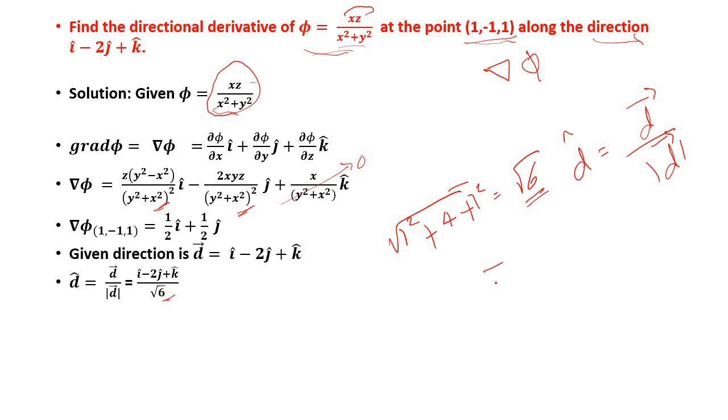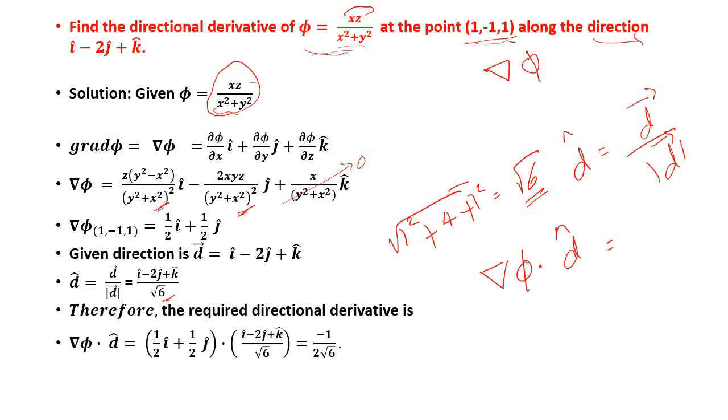Now the directional derivative is nothing but del phi dot unit vector d. We have a del phi here, i by 2 plus j by 2, dot this vector. Apply the dot product here, you will get the resultant as minus 1 by 2 root 6. So this is the directional derivative of a scalar at a point 1, minus 1, 1 in the given direction i minus 2j plus k. So this is your working procedure of finding the directional derivative.